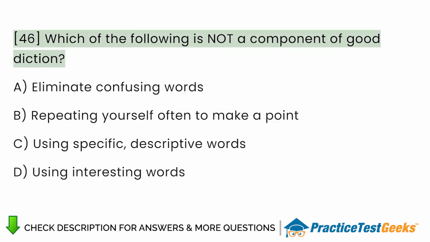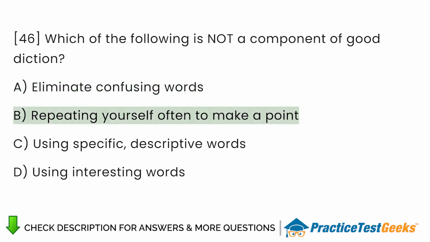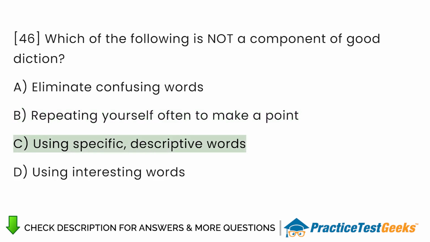Which of the following is not a component of good diction? A. Eliminate confusing words. B. Repeating yourself often to make a point. C. Using specific, descriptive words. D. Using interesting words.